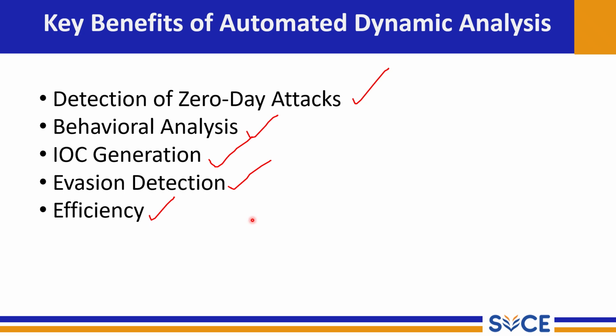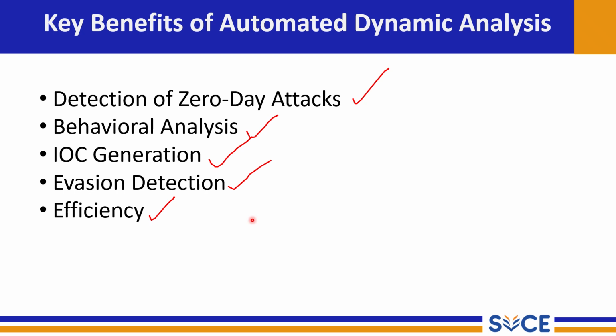And the last one, efficiency: automated systems can process a large number of samples quickly, making it possible to analyze a wide range of threats. Okay, so these are the benefits of automated dynamic analysis. And apart from that, we have some other benefits which are used in this kind of malware analysis.